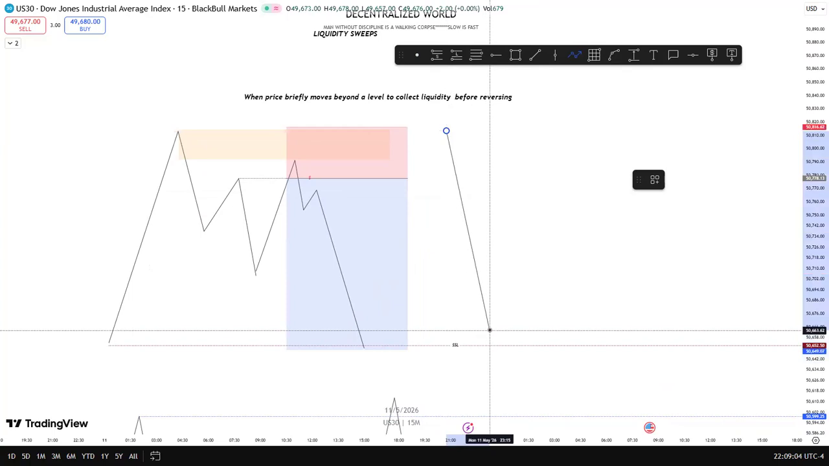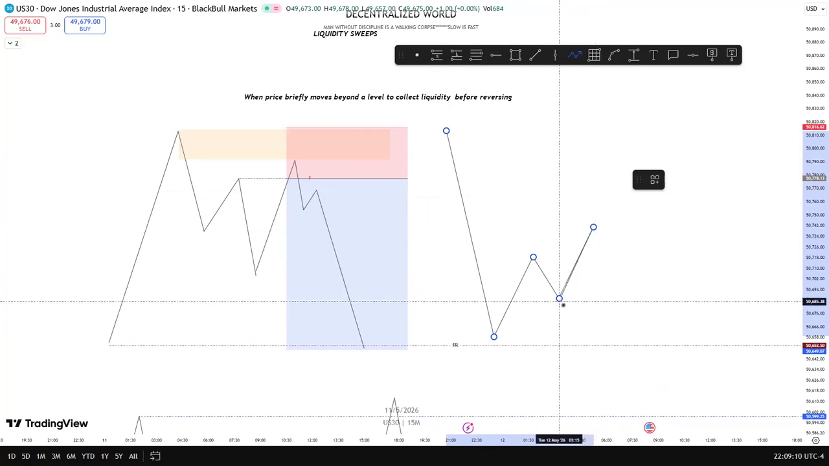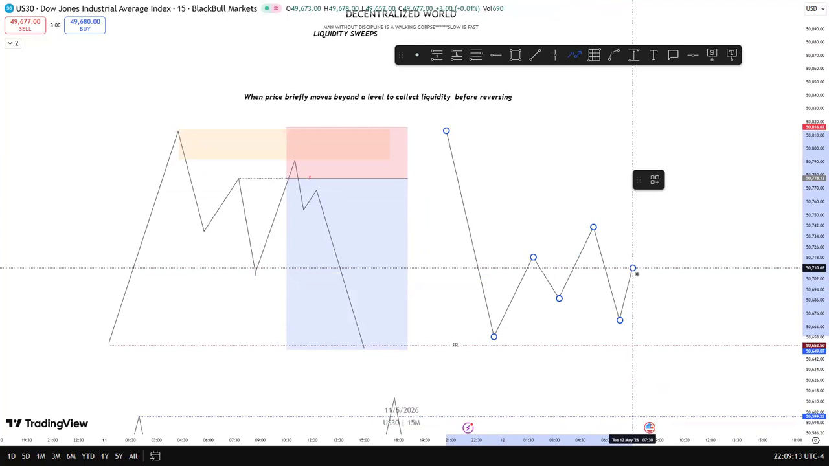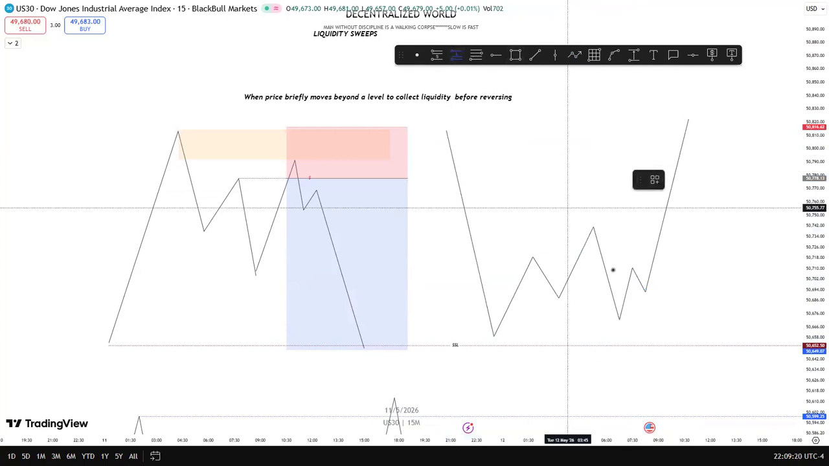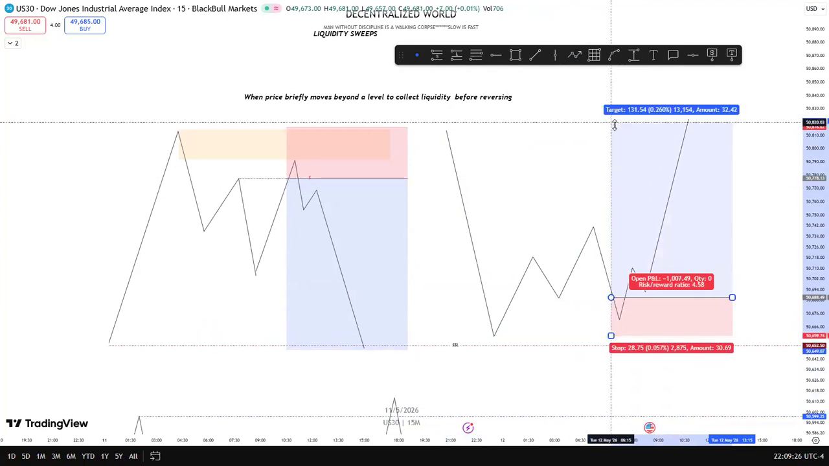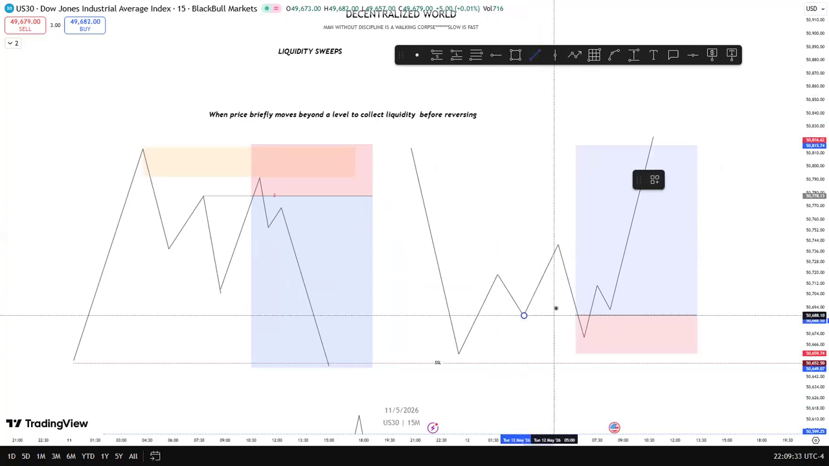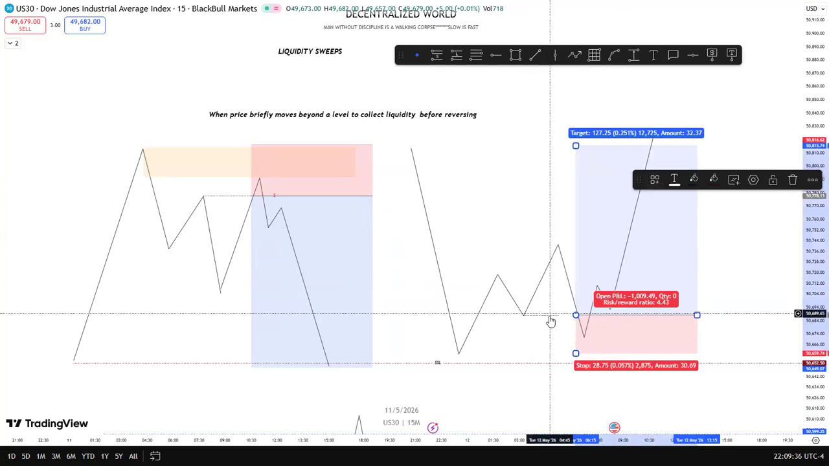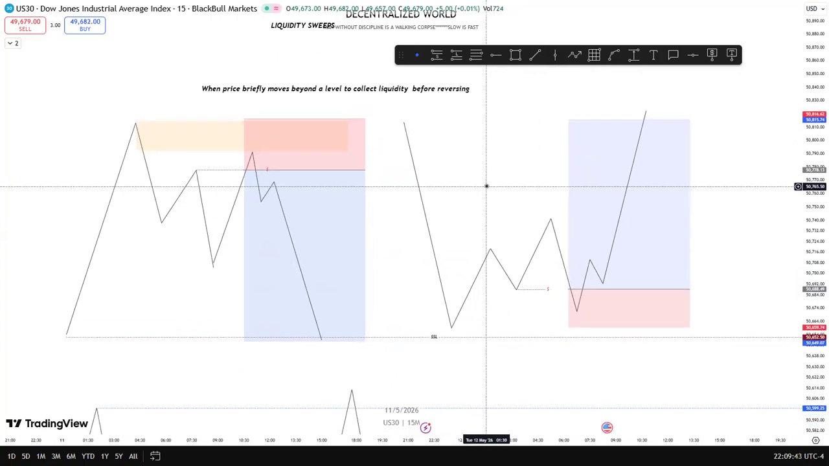On a bullish scenario, it's something like this. Then price takes out the sweep, raids the sweep, and then takes out the external range liquidity. So that's basically it for liquidity sweep, external range liquidity and internal range liquidity.